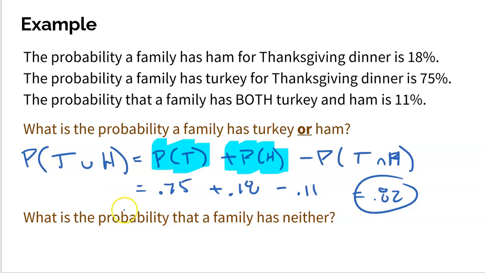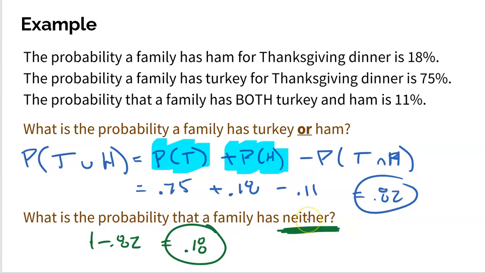Now, the opposite of or is neither. So if I do 1 minus 82%, I get 18%. And that tells me that 18% of people have neither. That means their table is absent of turkey and ham. No turkey, no ham, tofu, chicken, steak, who knows. But there's no turkey, there's no ham on it. Okay? So hopefully that makes sense.